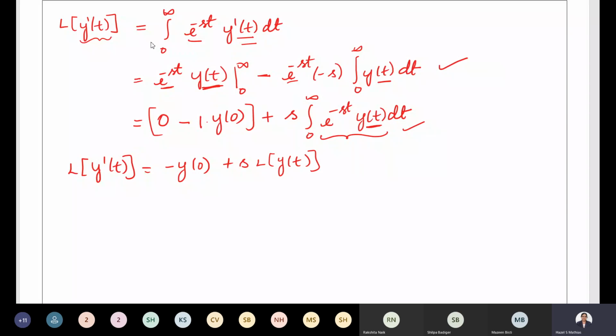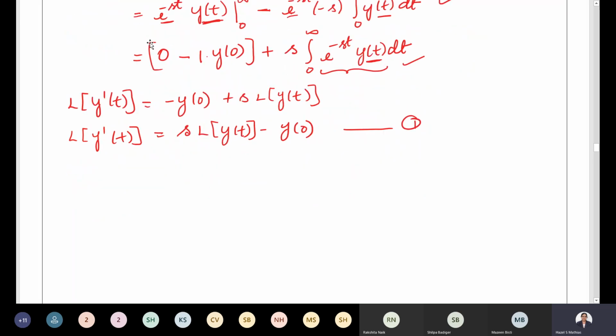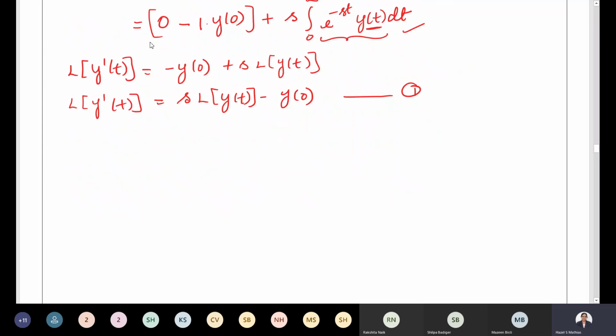So now we have the expression for the Laplace transform of the derivative of a function, that is nothing but s into Laplace transform of y of t minus y of 0. This is the first equation you need to remember. So use this Laplace transform of y dash of t in order to find the Laplace transform of the successive terms. That means Laplace transform of y dash of t, y double dash of t, y triple dash of t. So next we will find the Laplace transform of y double dash of t. Again use the concept of that.